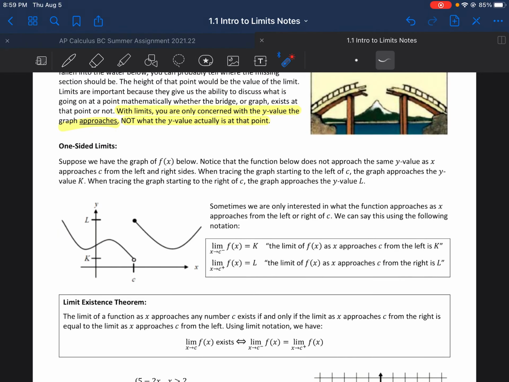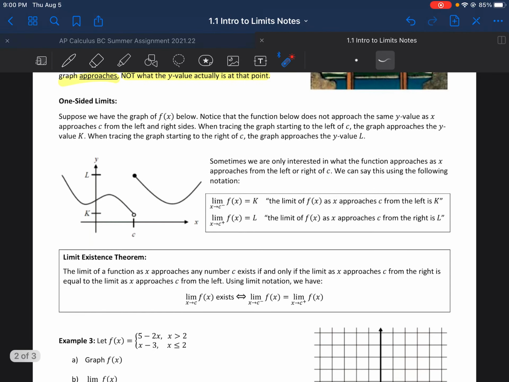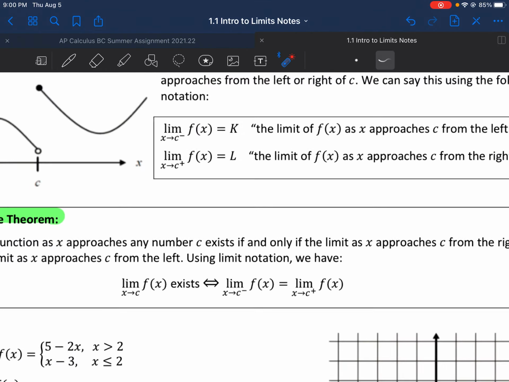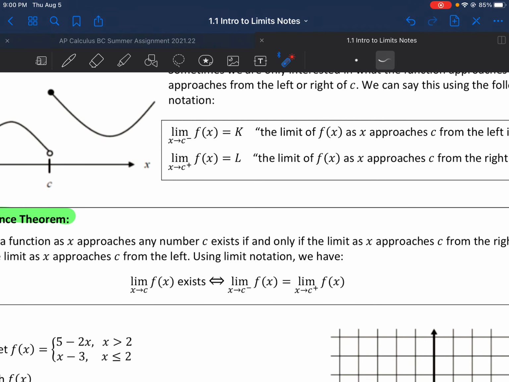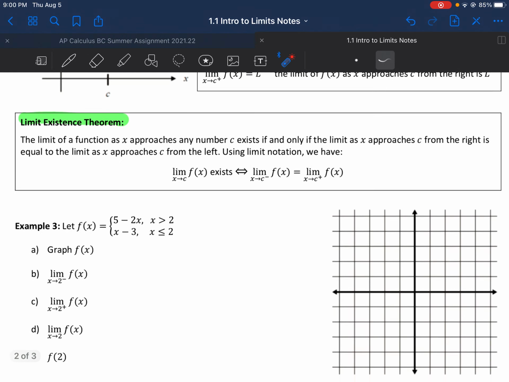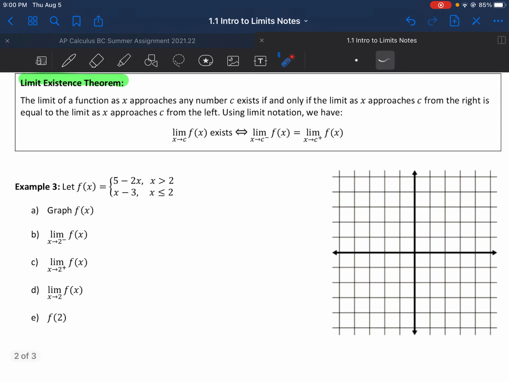Okay, now for a limit to exist, I'm going to highlight this as well. This is an important theorem here. For a limit to exist, the left-sided limit and the right-sided limit must be equal to each other. The left-sided limit and the right-sided limit must equal the same value for a limit to exist. Okay? So let's investigate a little more closely with example 3 here.